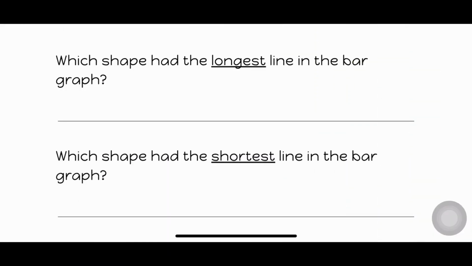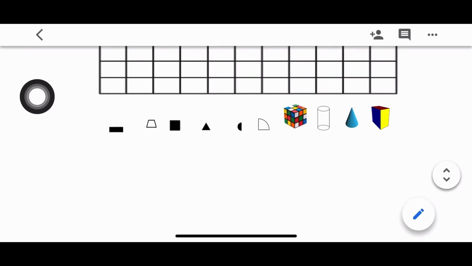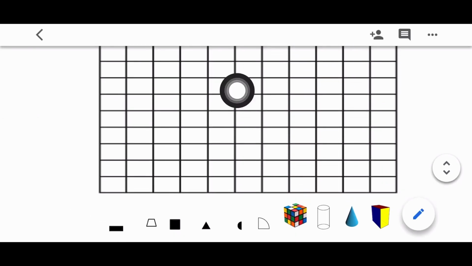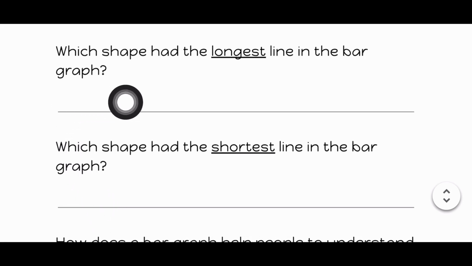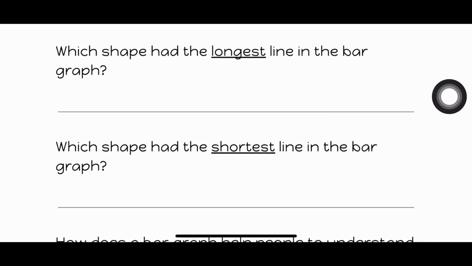As part of the worksheet, there's a question that says, which shape had the longest line in the bar graph? In your bar graph here, which has the longest shape? Is it the rectangle shape? So you're going to answer in a sentence. The rectangle shape had, past tense of has and have is had, so the rectangle shape had the longest line in my bar graph.